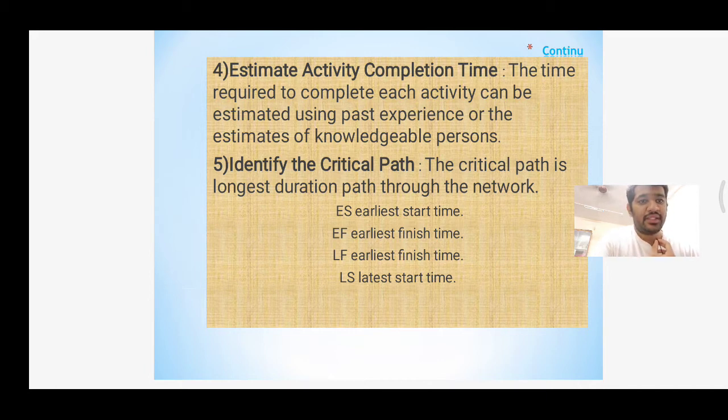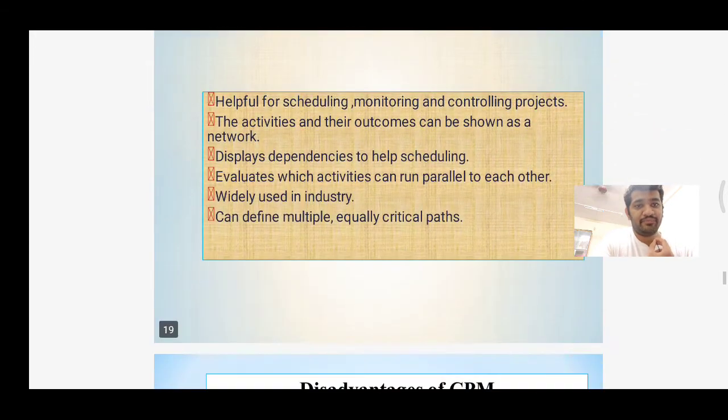Identify the critical path. The critical path is the longest duration path through the network. ES, earliest start time; EF, earliest finish time; LF, latest finish time; LS, latest start time.